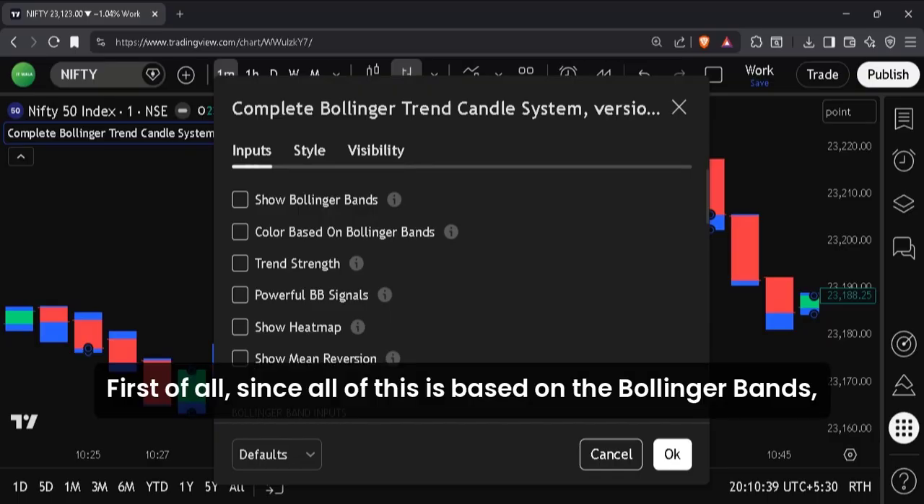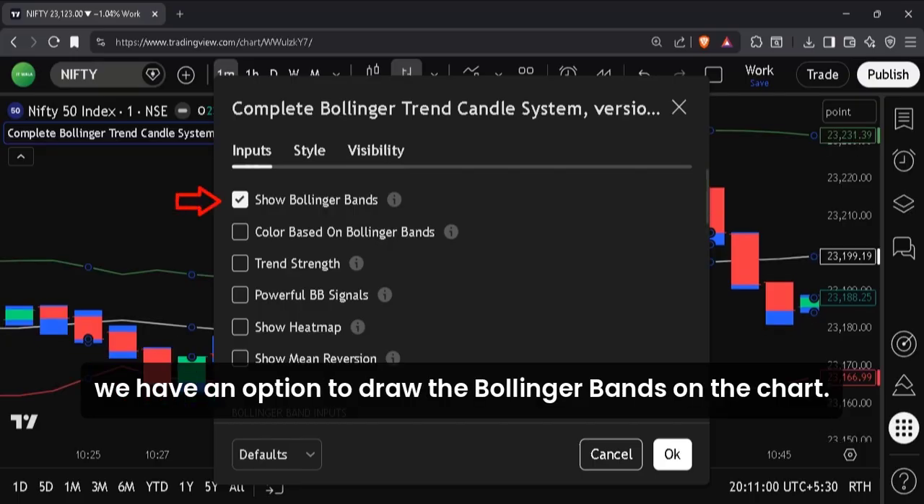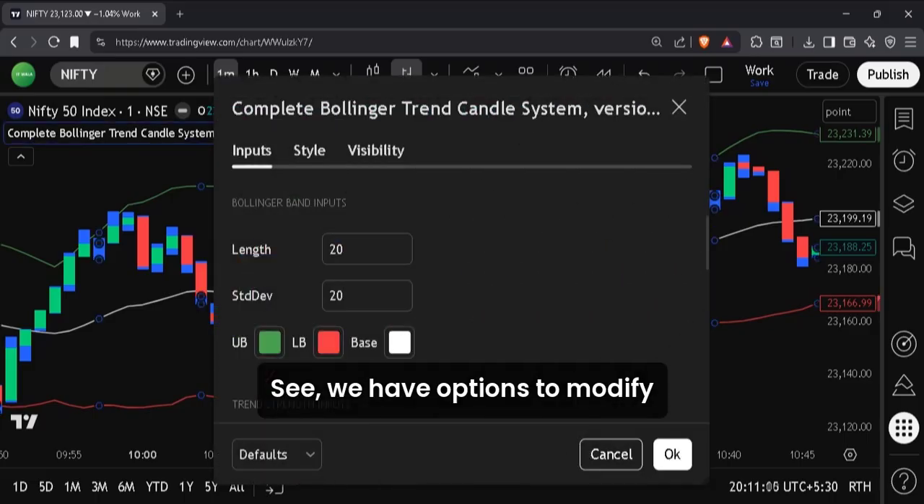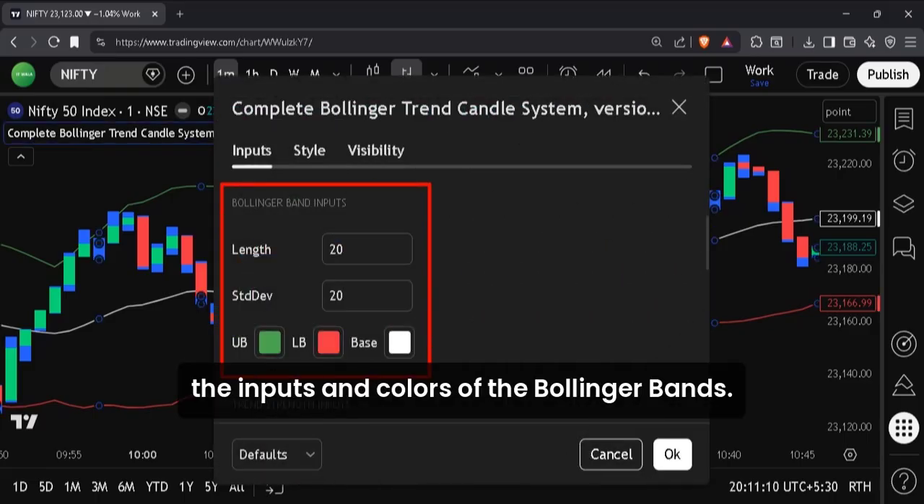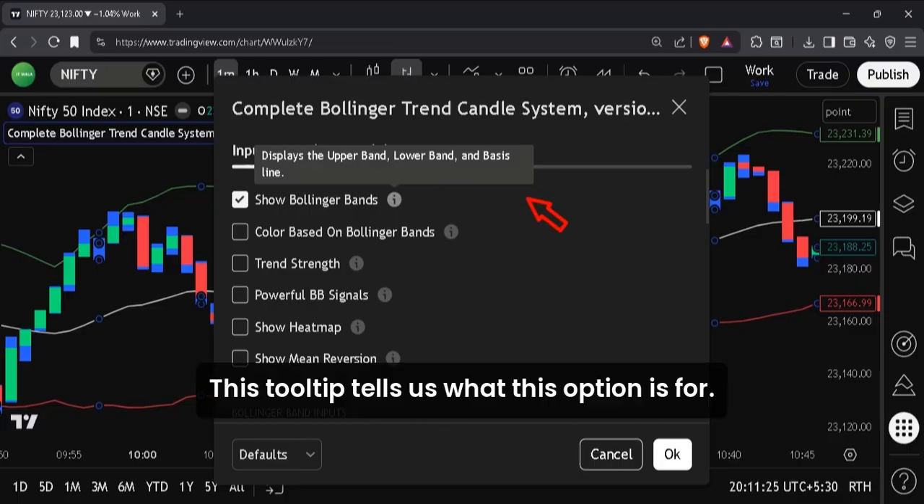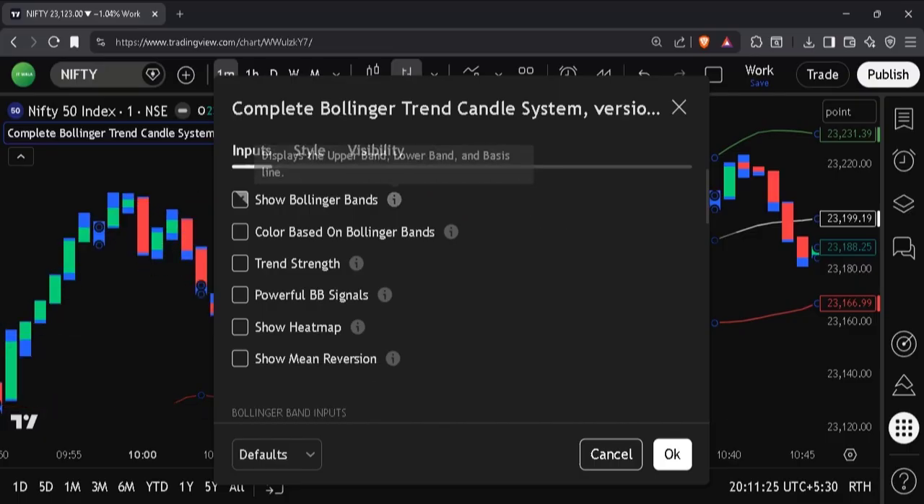First of all, since all of this is based on the Bollinger Bands, we have an option to draw the Bollinger Bands on the chart. See. We have options to modify the inputs and colors of the Bollinger Bands. Near each option, you shall see a tooltip. This tooltip tells us what this option is for.